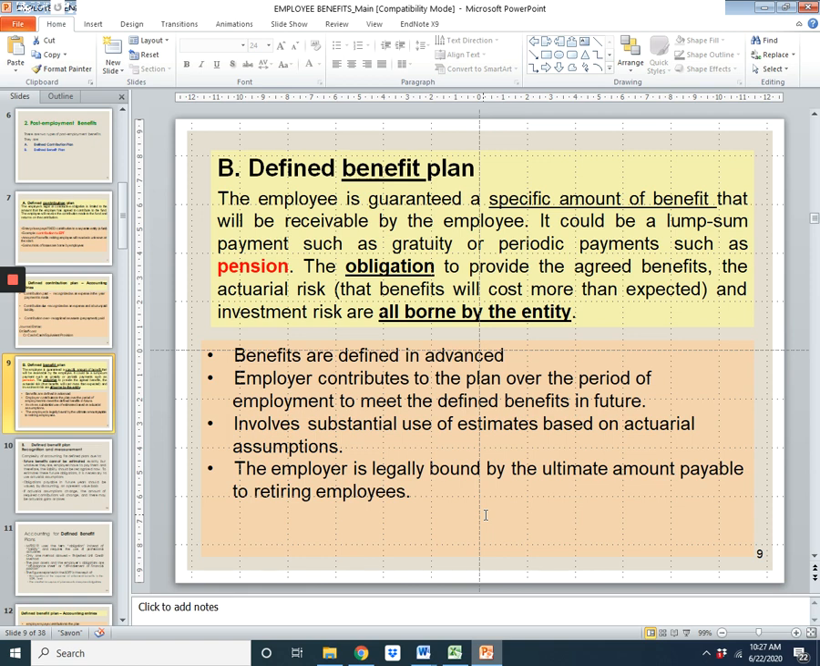So that is another difference between defined contribution plan and defined benefit plan. In defined contribution plan, the entity does not bear the risk. However, for defined benefit plan, the entity is legally bound to make the payment.